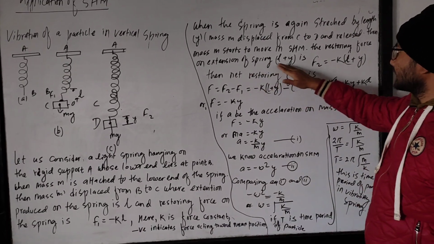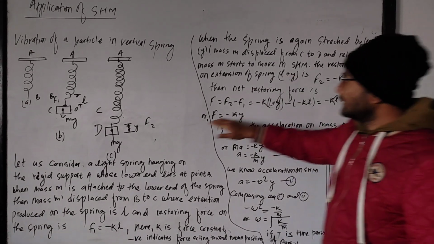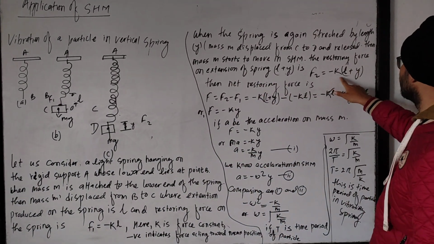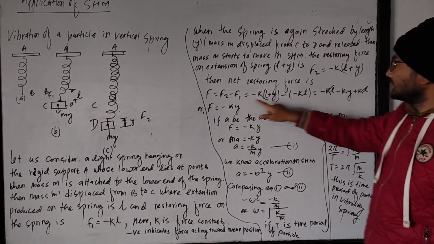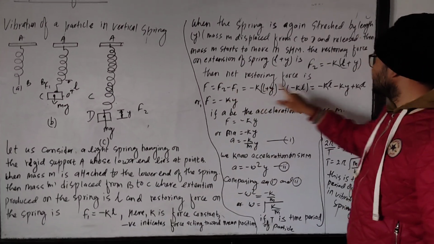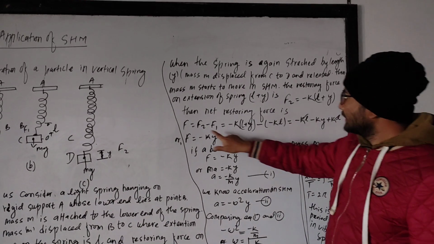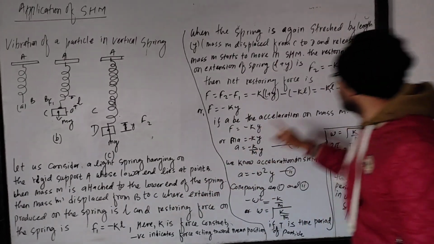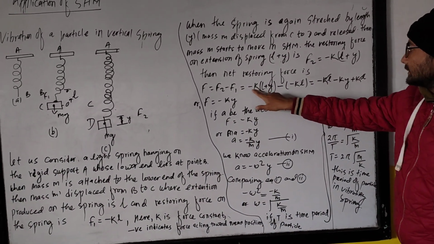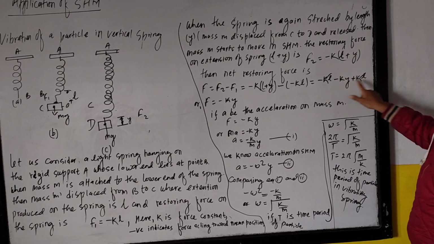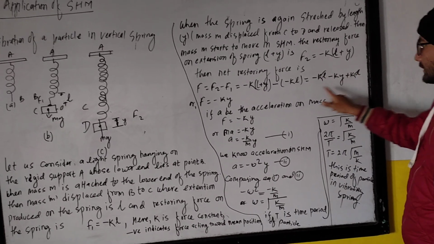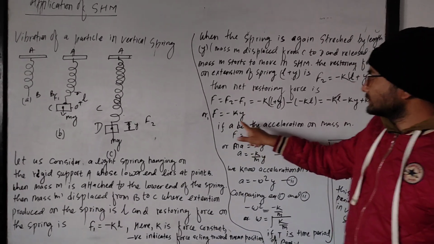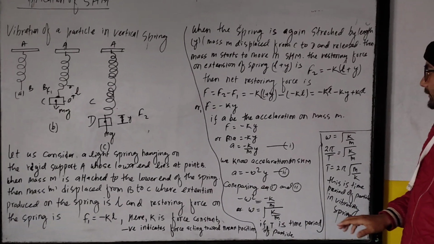Then the restoring force on the extension of the spring, L plus y. Earlier L distance was displaced, and now y more, so F2 equals minus K(L plus y). Then the net restoring force equals F2 minus F1. The value of F2 is K(L plus y), and F1 is minus KL, as I have written here. Canceling the KL, we have F equal to minus KY. This is the total restoring force in this spring.